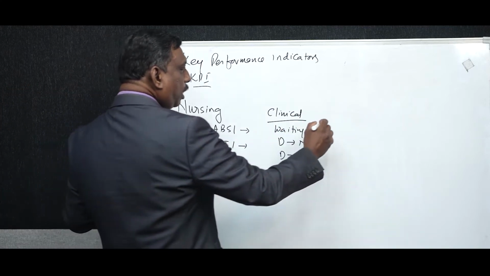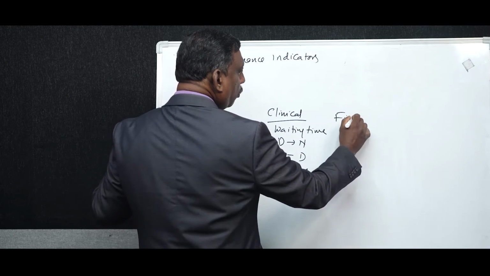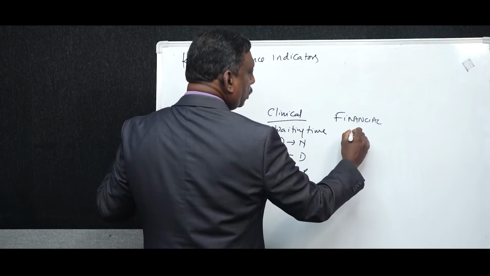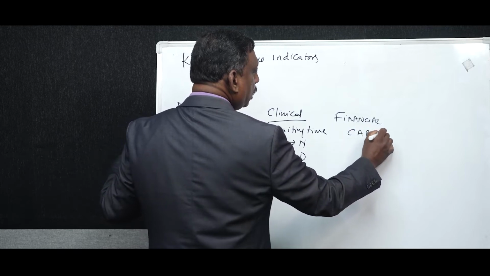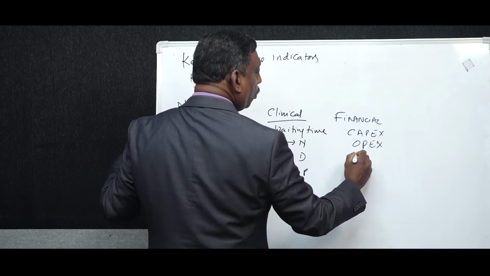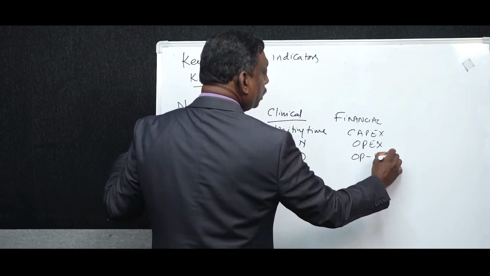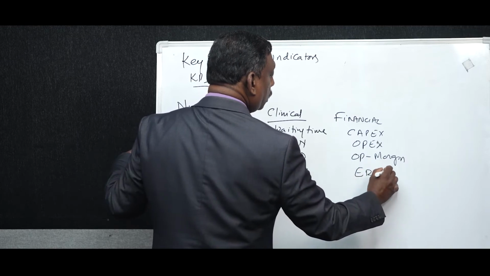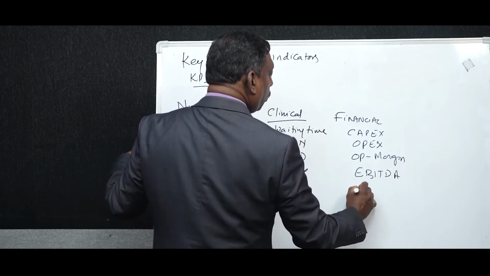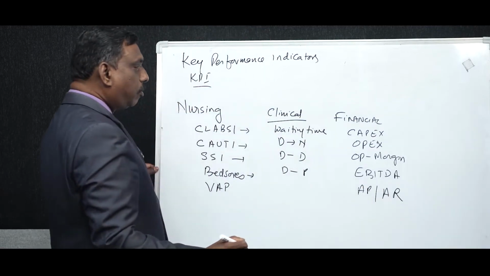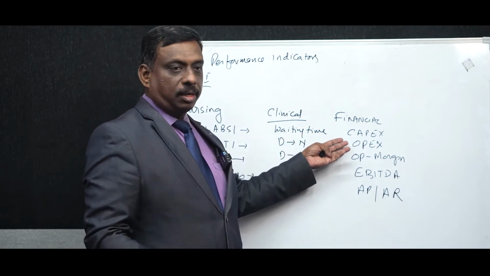We can even take financial KPIs, like capex, opex, operating cost, operating margin, EBITDA, account payable, account receivable. These are financial KPIs. What do they mean? For example, capex is the capital expenditure.